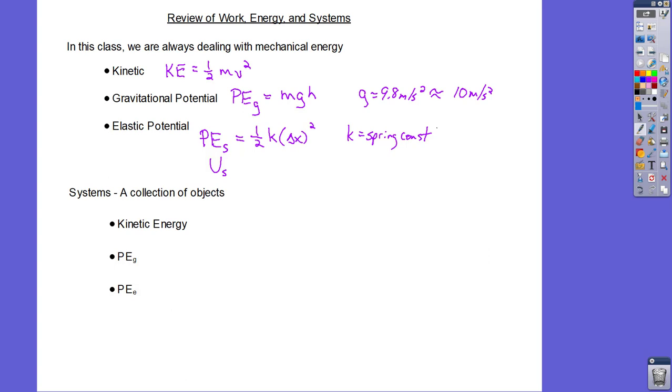And then delta x is the compression distance or stretch distance. Okay, so it's that change in length from the original undisturbed length. So if a spring, before you push on it, is 10 centimeters long, and you push it together so that it's only 8 centimeters long, then delta x would be 2 centimeters. So those are the three kinds of energy that we deal with all the time.